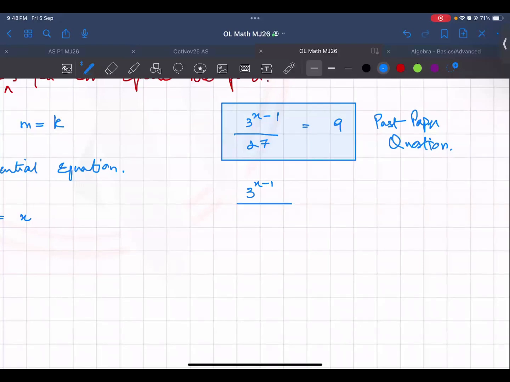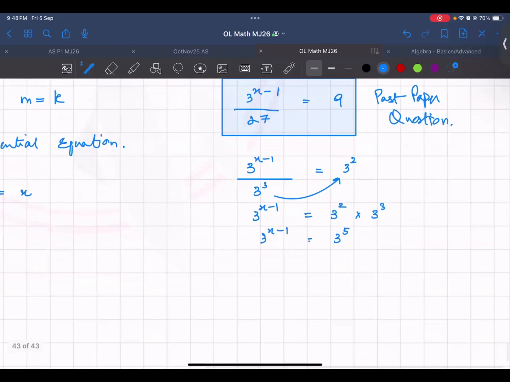27, we know we can write as a power of 3. So 27 is 3 squared. Oh, sorry, 3 cubed. And 9 is 3 squared. Now, if you move this 3 cubed to the other side, it would multiply. Now we know the bases are the same and they're multiplying, so the powers would add: 3 to the power of 5. And now you have the same base on either side of the equation. So now you can equate the powers. So x minus 1 is equal to 5 and therefore x would be 6.